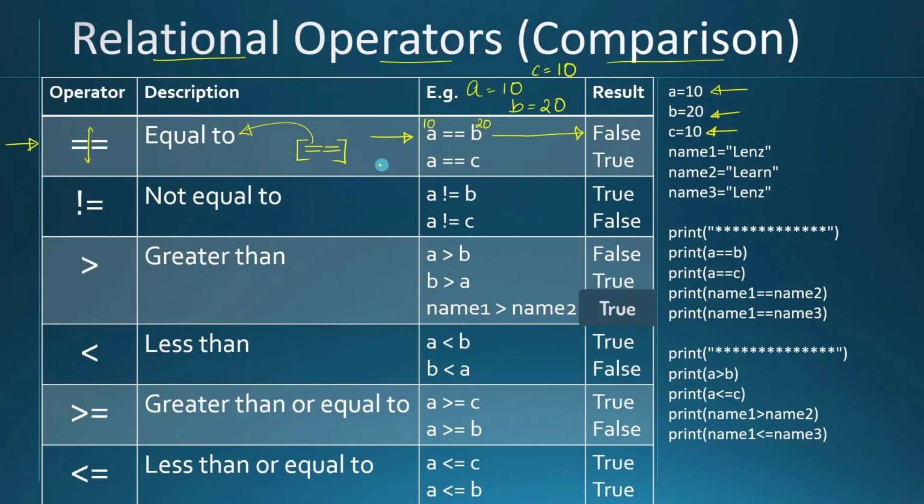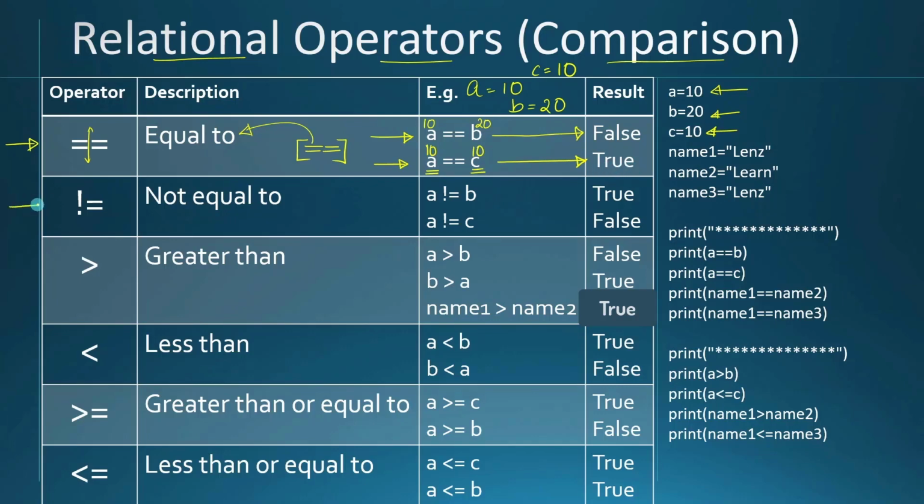So now let us go to the next statement. There I am checking whether the value of A is equal to value of C. So now you can see value of A is 10 and value of C is 10. So this comparison check is correct. Value of A is actually equal to value of C. So this will return or produce the result as true.